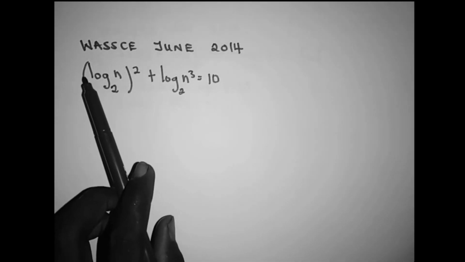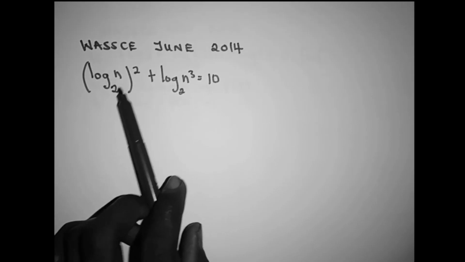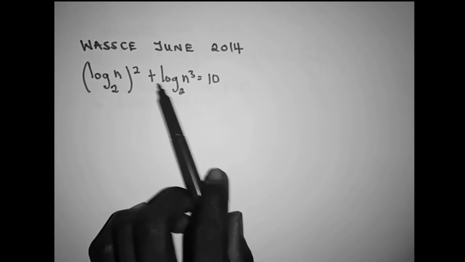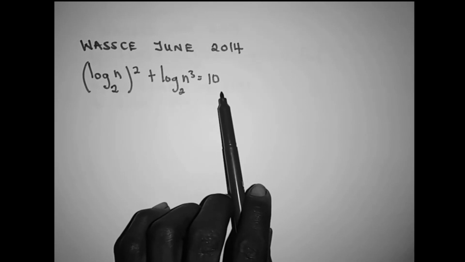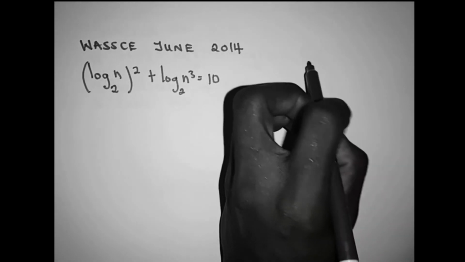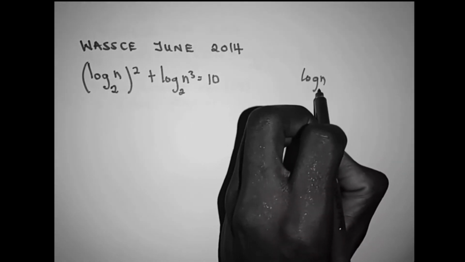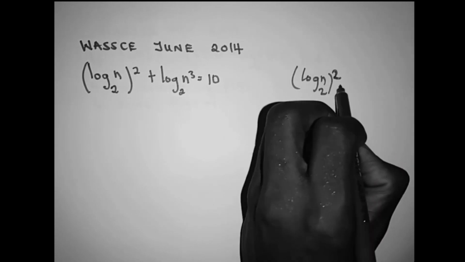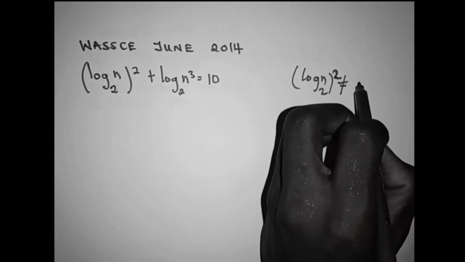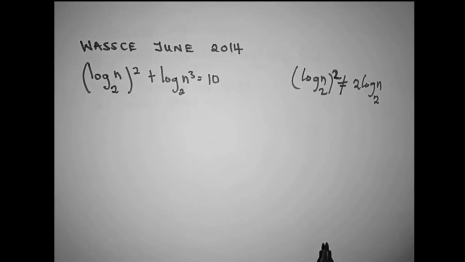Log, in brackets, log n base 2 all squared plus log n cubed base 2 is equal to 10. Now, let's notice this. Log n base 2 all squared is not the same as 2 log n base 2. It is not the same.